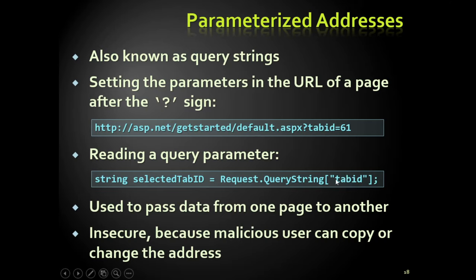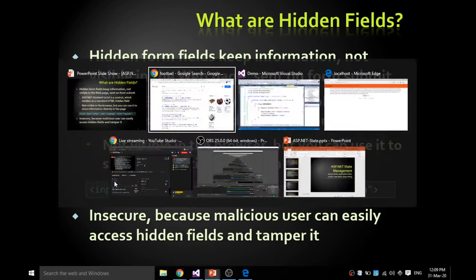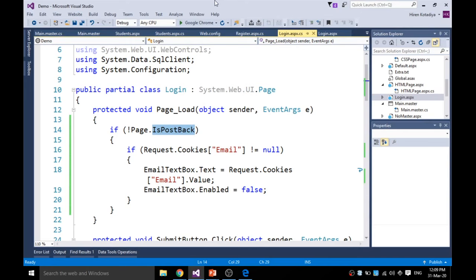Query string is a collection, so you can retrieve multiple query string parameters. Here we are passing the tab ID, so here we are retrieving the tab ID, and that we can store somewhere in a variable. Okay, so this is about the query string. Again, let's go back to our application and let's see where we can use the query string.